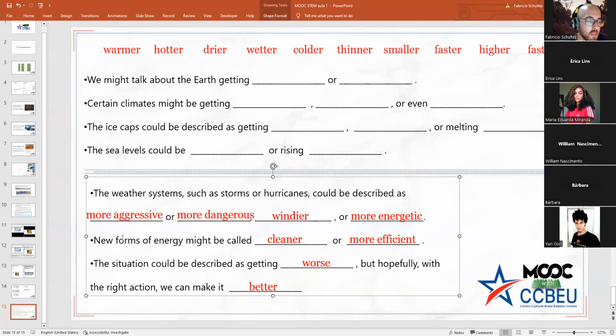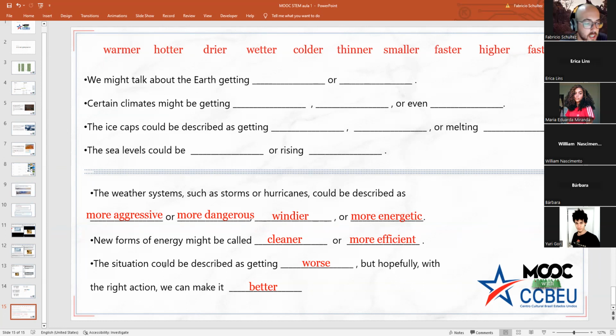Now, new forms of energy might be called cleaner or more efficient.